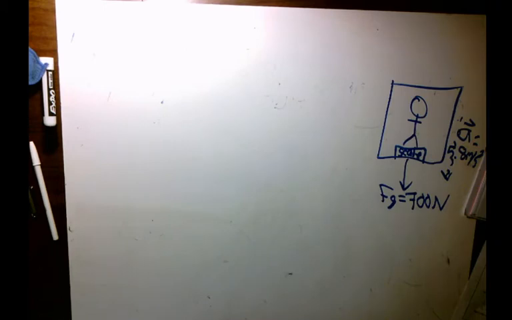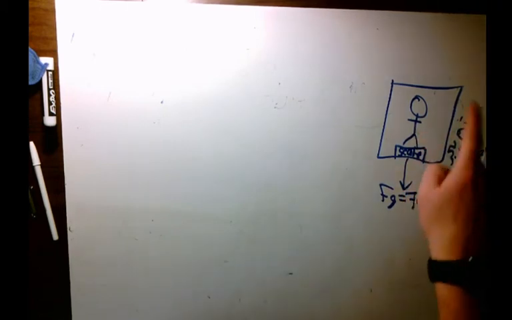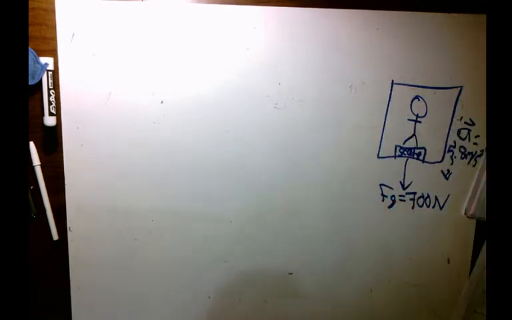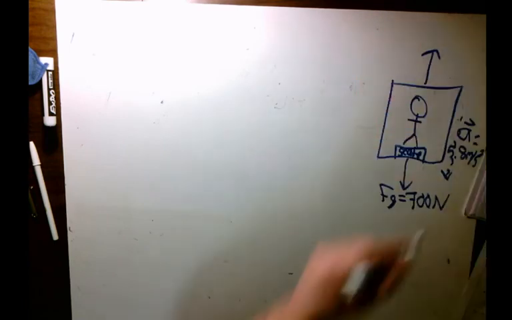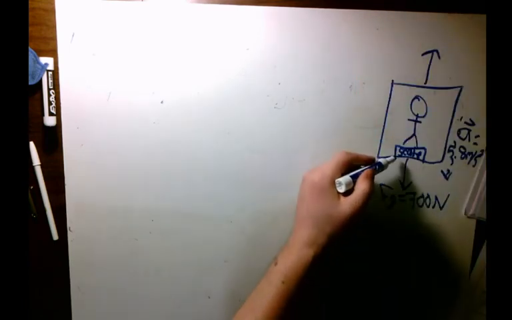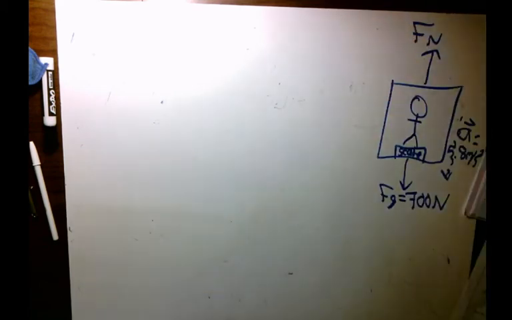All right, so we know the overall acceleration of this person, the scale, the elevator, right? That's kind of the system we're working with, and it's accelerating downward. We want to determine this force that the scale is reading, right? So we would call that a normal force, right?